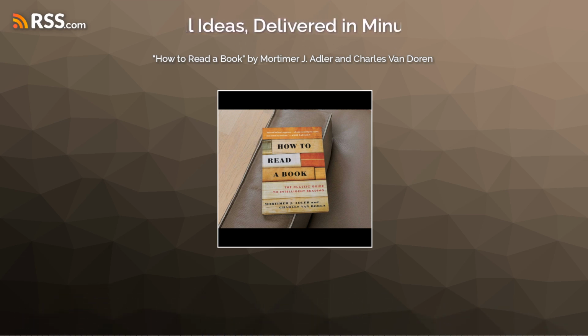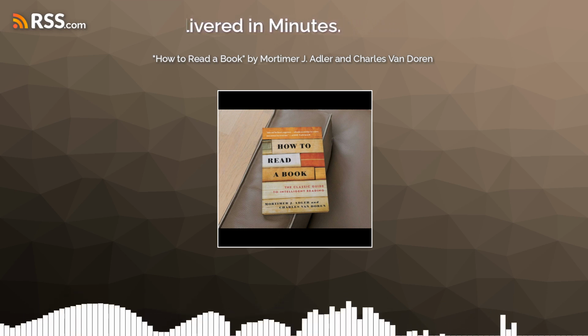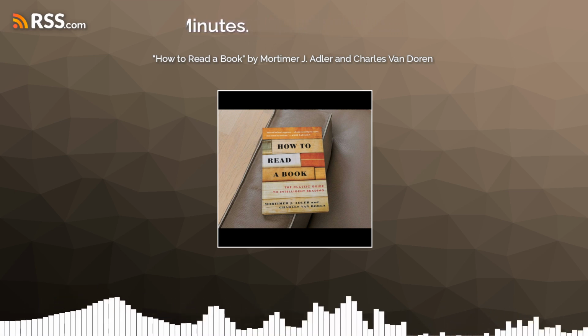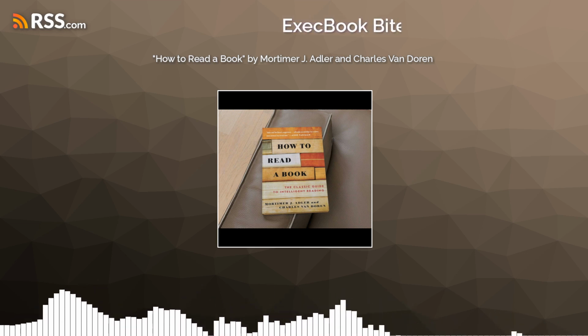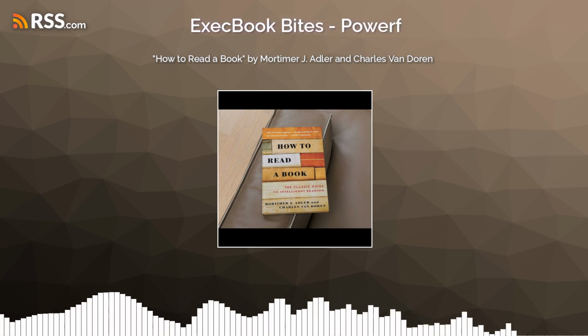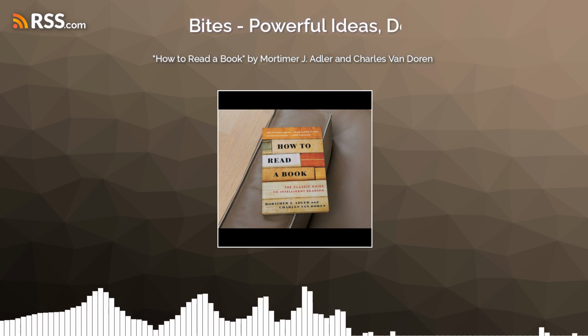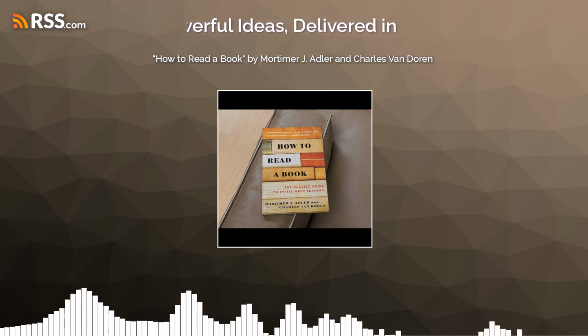Chapter 4. The Second Level of Reading. Inspectional Reading. Inspectional reading involves skimming and pre-reading to grasp a book's main idea and structure quickly. The authors introduce techniques like reading the table of contents and summaries to discern a book's worth.